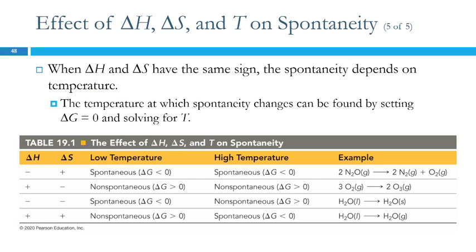If delta H and delta S have the same sign, the spontaneity depends on the temperature. And you can find the temperature at which the spontaneity changes by saying, well, that would be at 0. That's where it's neither positive nor negative. So we can put in delta G as 0, and we can figure out what that temperature is. This is a table summarizing the previous few slides. I just really don't think it's all that useful.